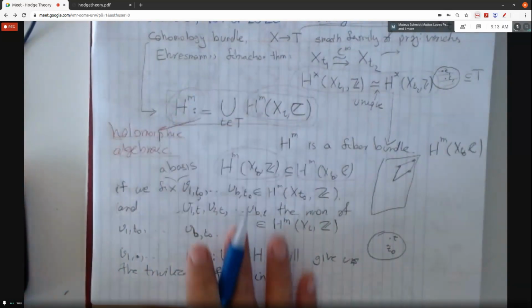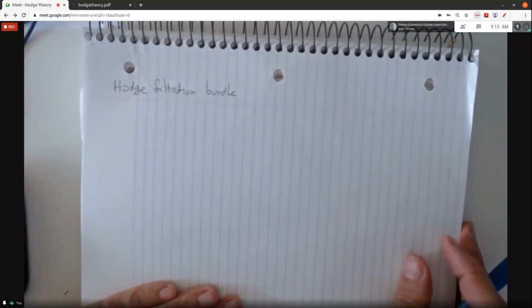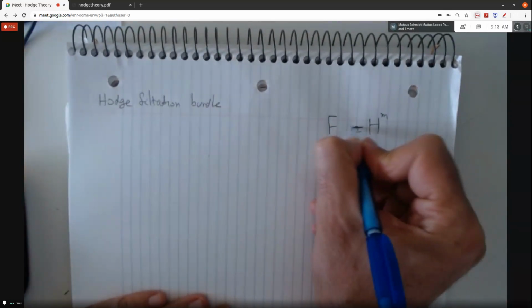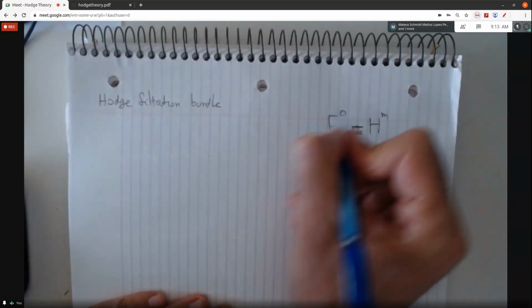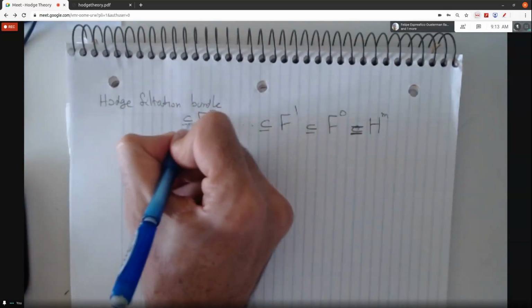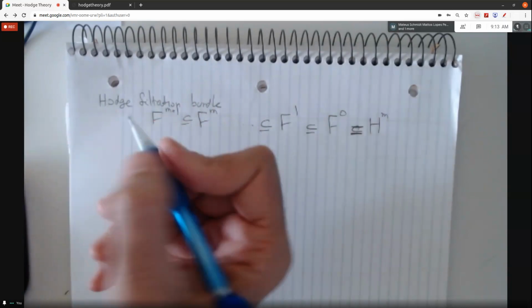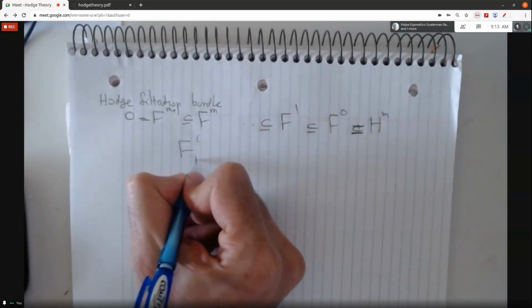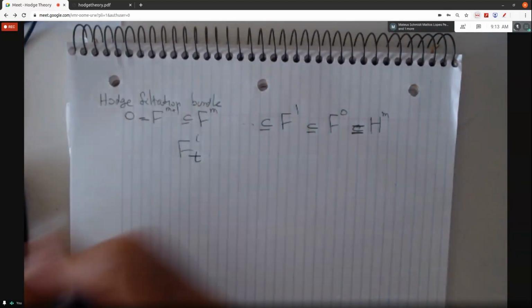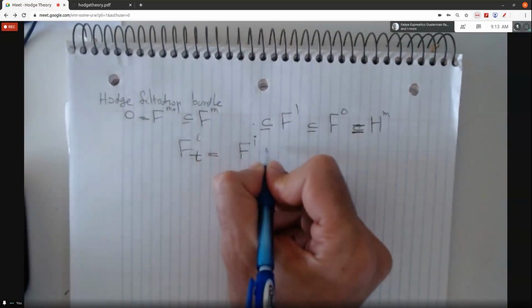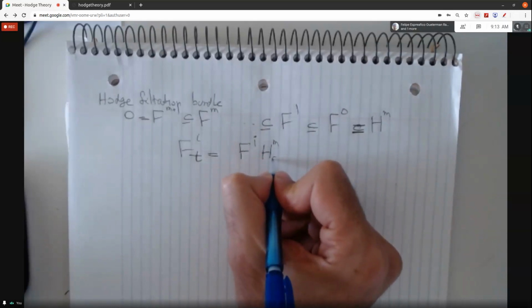So let's say let me call this H^m, and it is natural to see what is F^i H^m. So we will have F^0, F^1, and then F^{m+1} equal to 0. So the fiber of F^i at t is just F^i, the piece of the cohomology H^m.